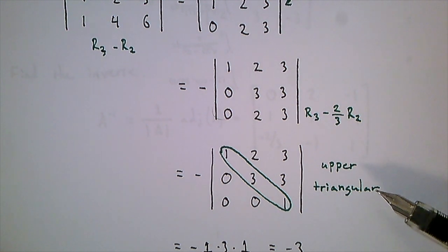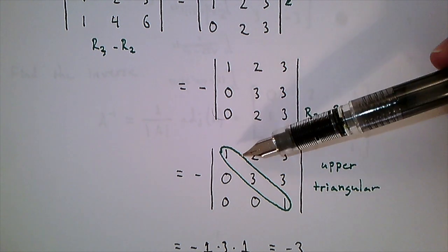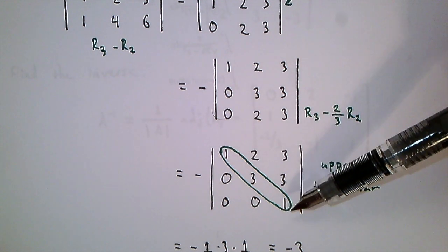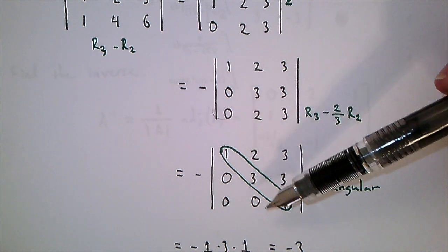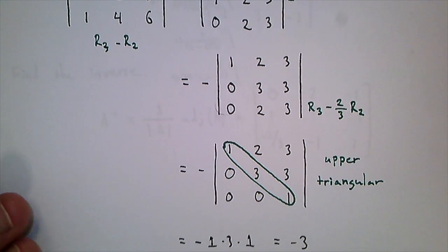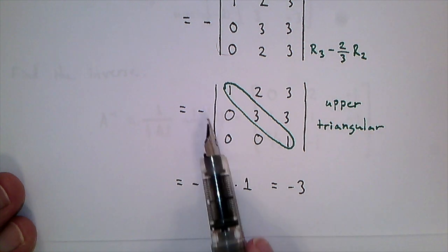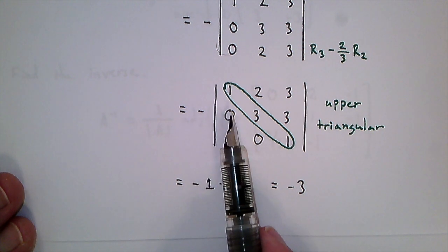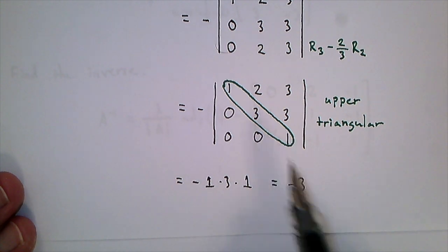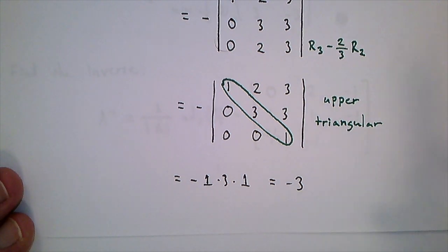And since we have an upper triangular matrix at this step, we know from the last section that the determinant of this upper triangular is just the product of the diagonal entries. So that's what we'll do to finish off the determinant. We have a minus sign, and then 1 times 3 times 1. So overall, we get a minus 3 for our determinant.